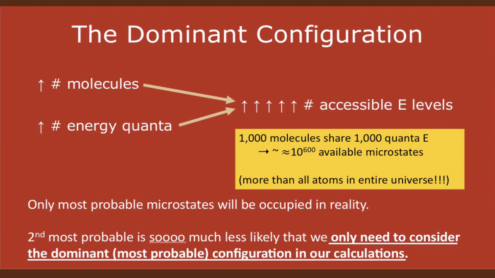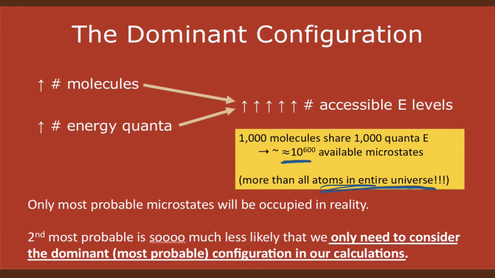10 to the 600. Now think, a mole is 10 to the 23rd. But this is 10 to the 600. This is more than all the atoms in the entire universe. So that's just the amount of ways that 1,000 quanta of energy can be spread out over 1,000 molecules.